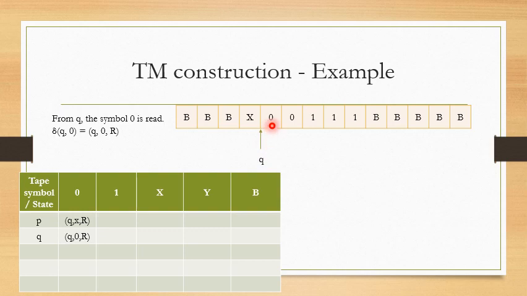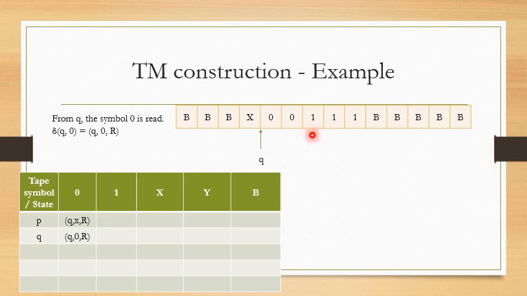Now in Q I am reading 0. This state Q, I can have for just reading zeros and doing nothing. So my transition will be Q comma 0 is equal to, I will be staying in the same state Q. I will not do anything to the input symbol 0. 0 will stay the same as 0. I will just keep on moving to the right. From Q, I am reading a 0, just move to the right. Again, from Q, I read a 0, move to the right.